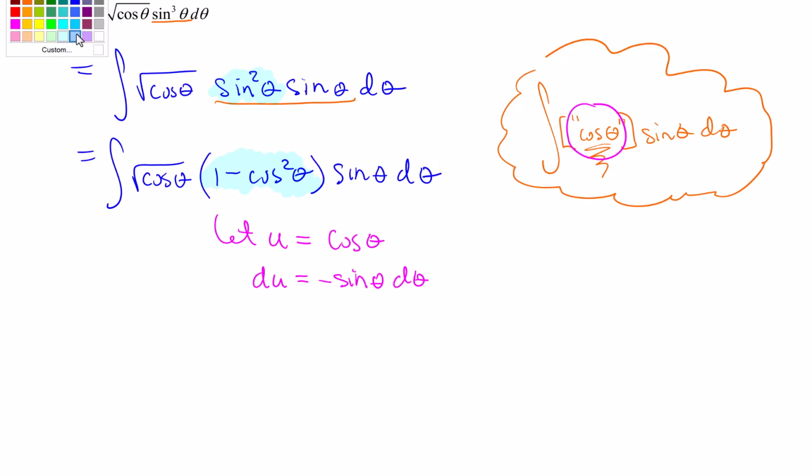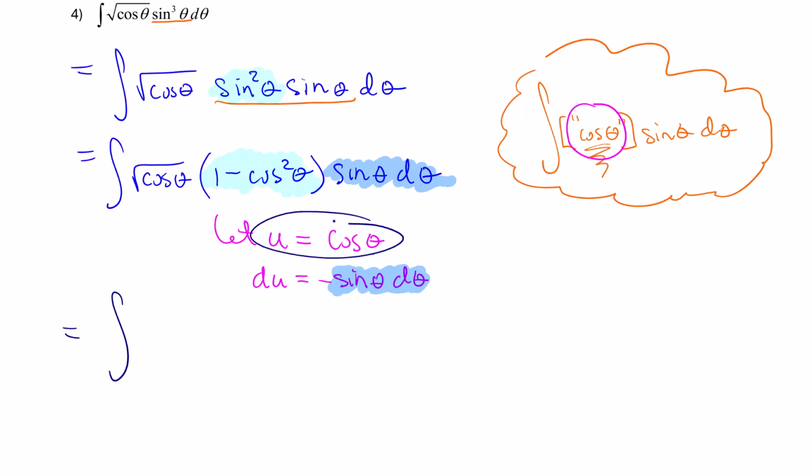So let me highlight this because we're happy about it. Sine theta d theta, of course, we have that extra negative constant to deal with. That's no problem. But sine theta d theta is part of our integrand, which is a good thing for our substitution. So we can now go back and rewrite this, replacing all these cosines of theta with just u. So let's do that next.